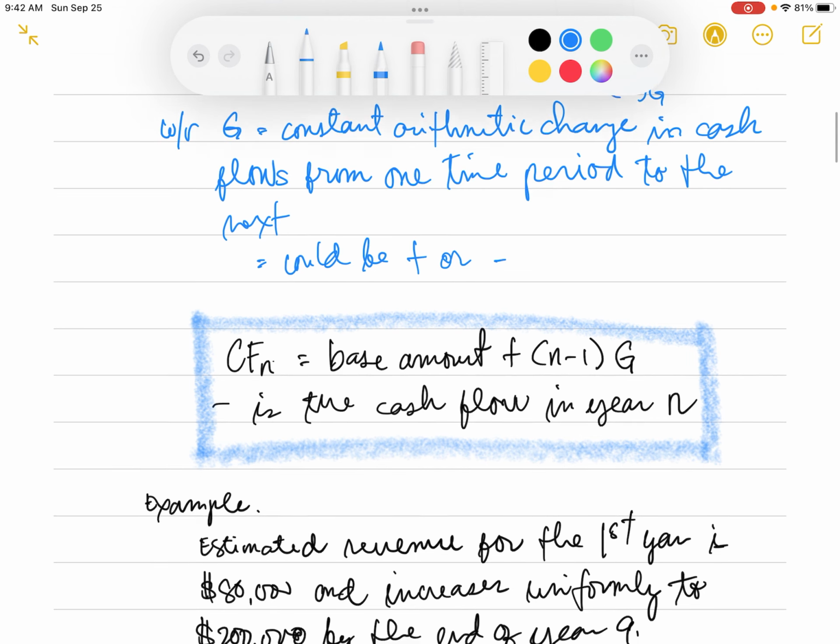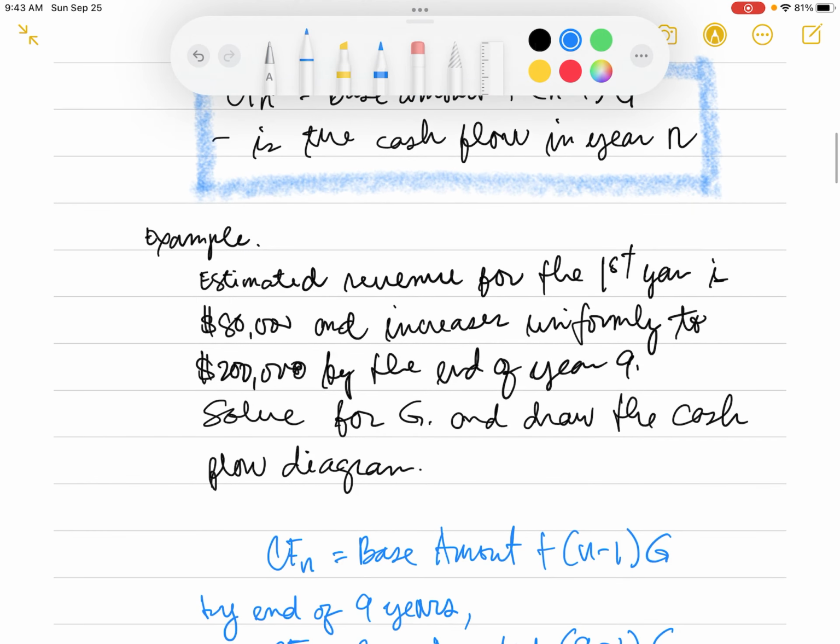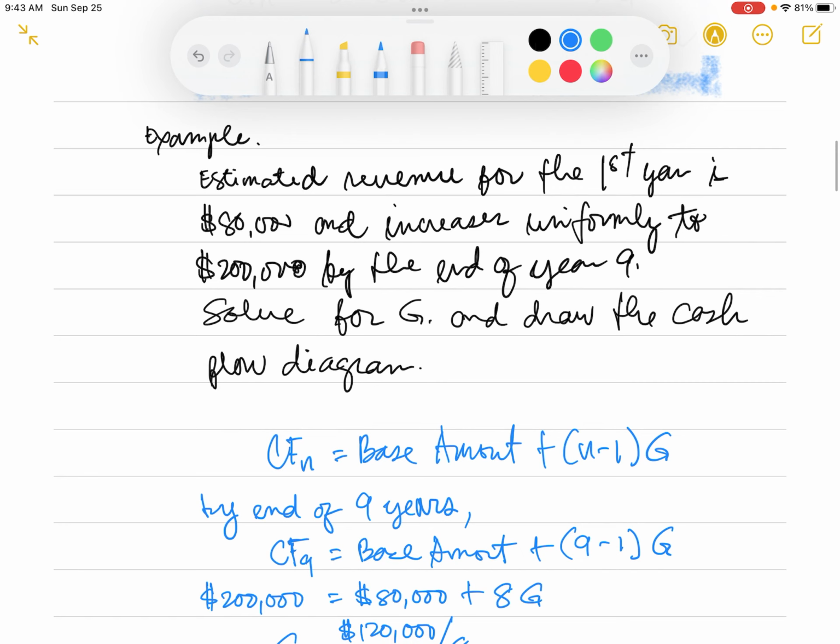Let's further clarify that with an example. Here we have an estimated revenue for the first year of $80,000 that increases uniformly to $200,000 by the end of year 9.